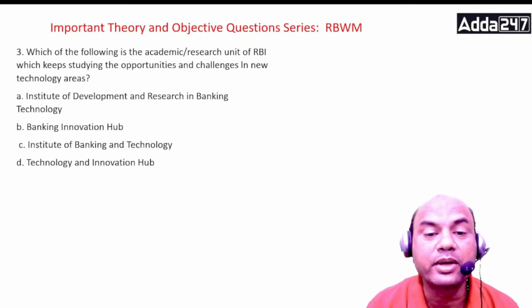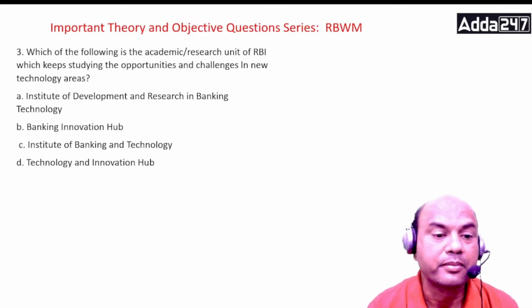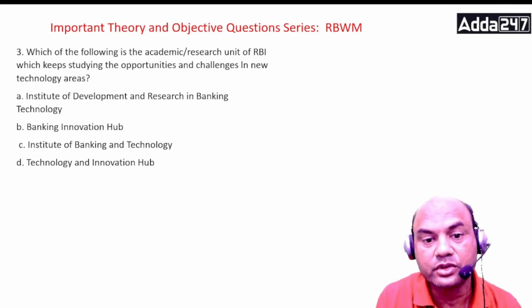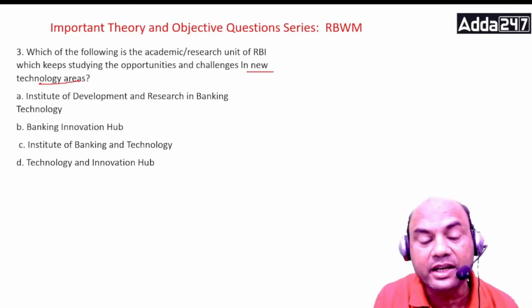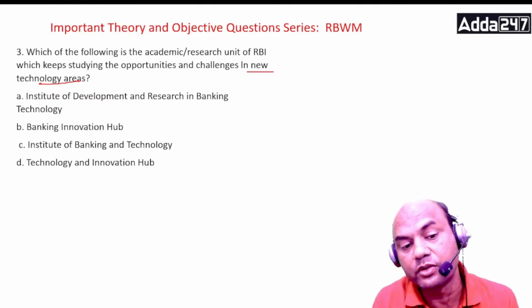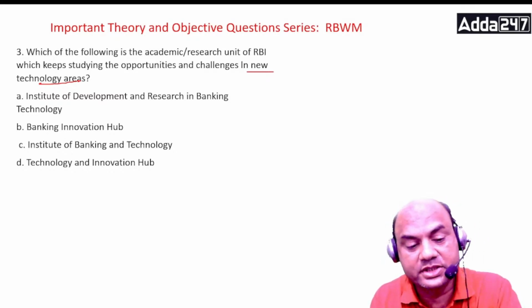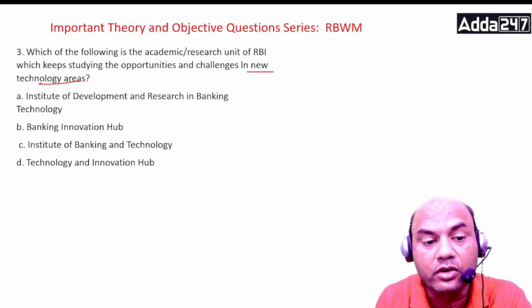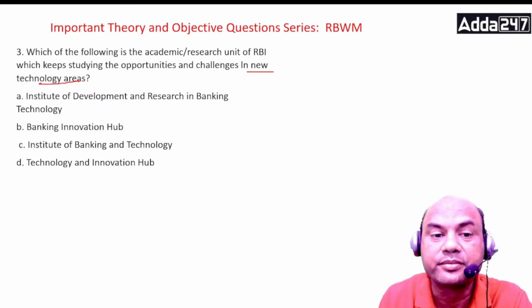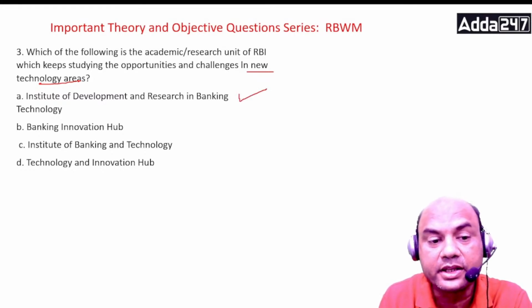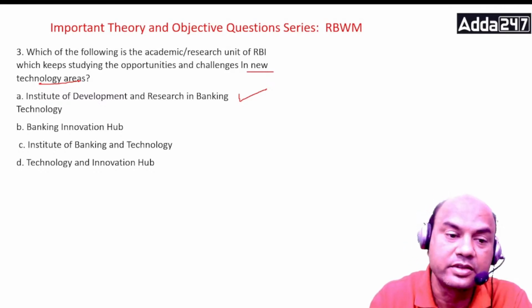Which of the following is the academic research unit of RBI, which keeps studying the opportunities and challenges in the new technology areas? Institute of Development and Research in Banking Technology, IDRBT. Banking Innovation Hub, Institute of Banking and Technology, Technology and Innovation Hub. So which is the one which keeps on researching about the challenges? Here, all of these are under RBI only. But the correct answer over here is IDRBT, Institute of Development and Research in Banking Technology.